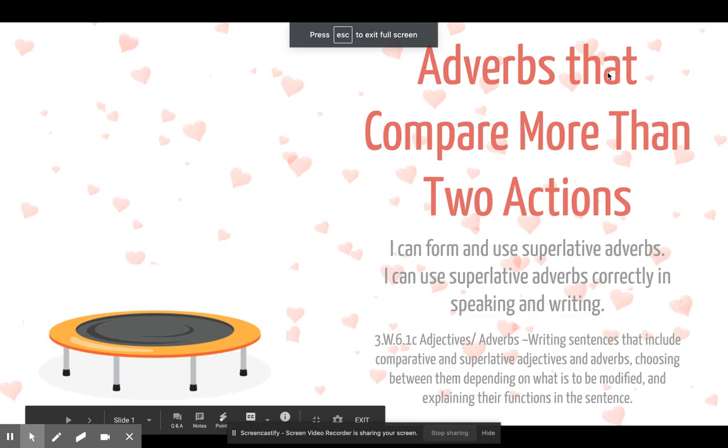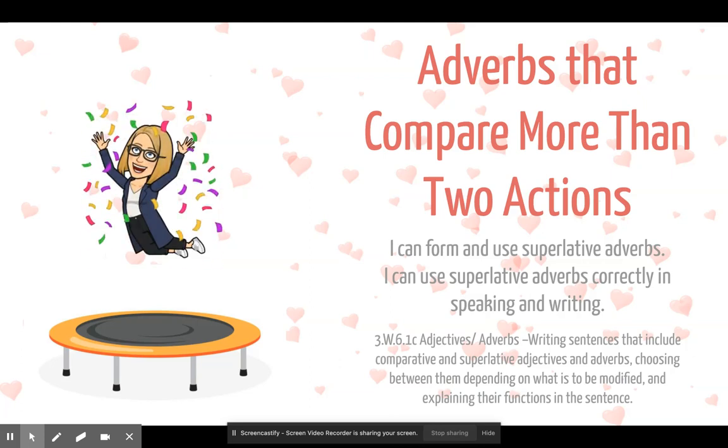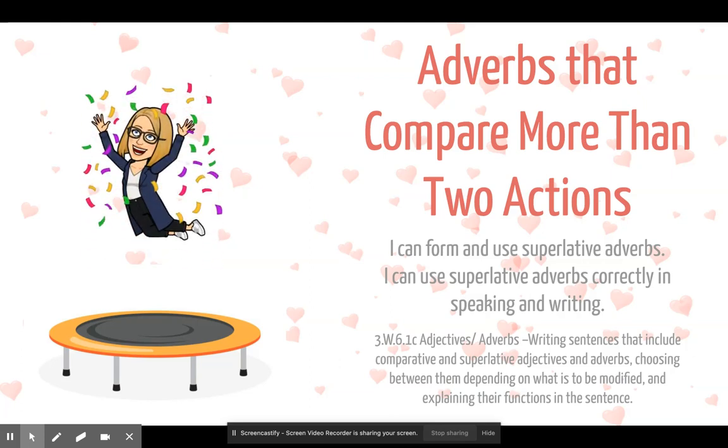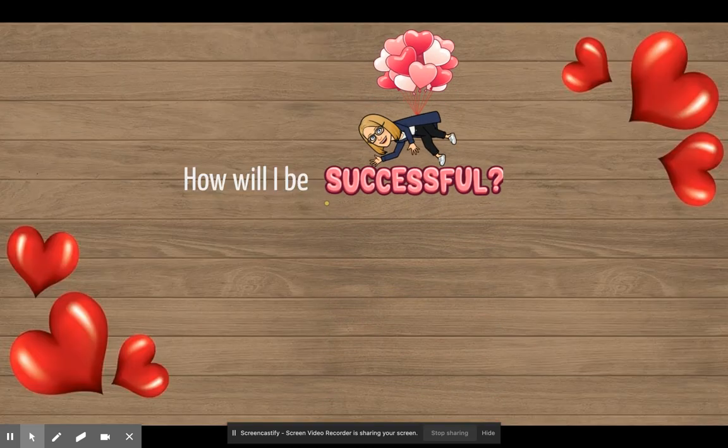Hey guys, so today we are moving away from adverbs that compare two actions to adverbs that compare more than two actions. So our goal for today is: I can use superlative adverbs correctly in speaking and writing. So how will I be successful?